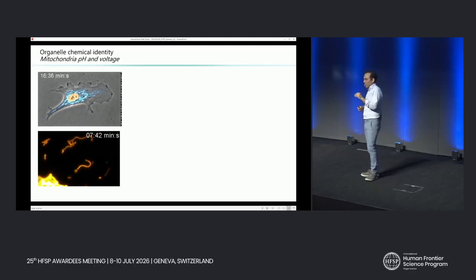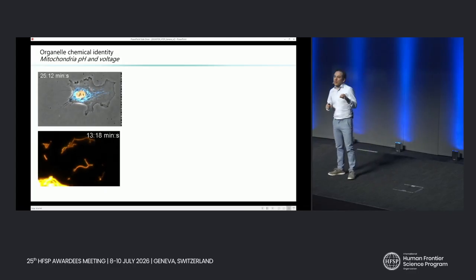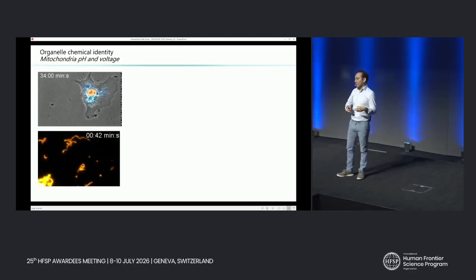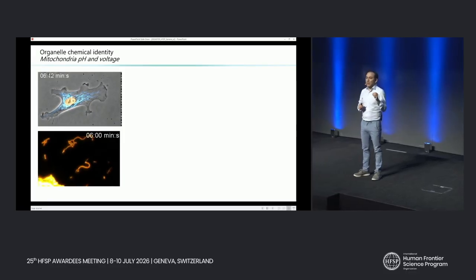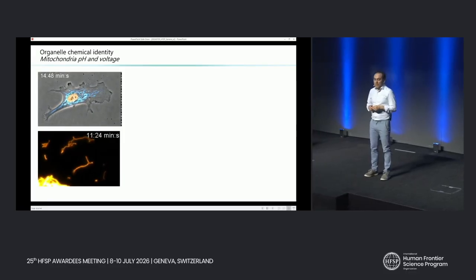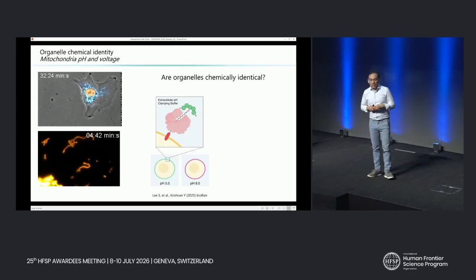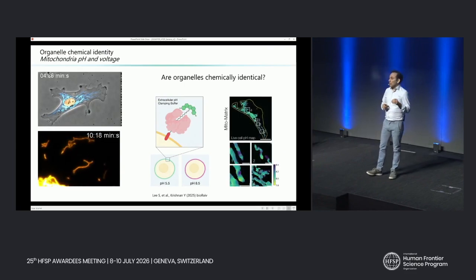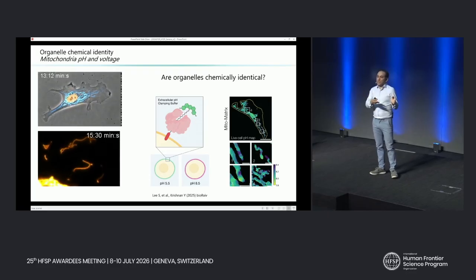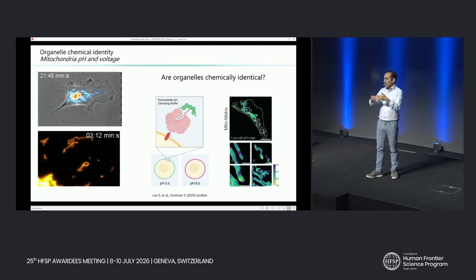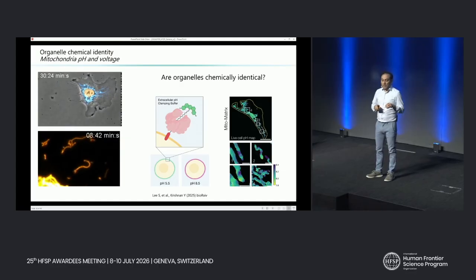So Yamuna had one question, and the question was, are these organelles, in this case mitochondria, but the same for other organelles, chemically identical, yes or no? So she developed different chemical probes to interrogate this question, and actually the answer she found is no. Not all mitochondria share the same, in this case, pH, which is highly associated to the membrane potential, and they don't have the same one.